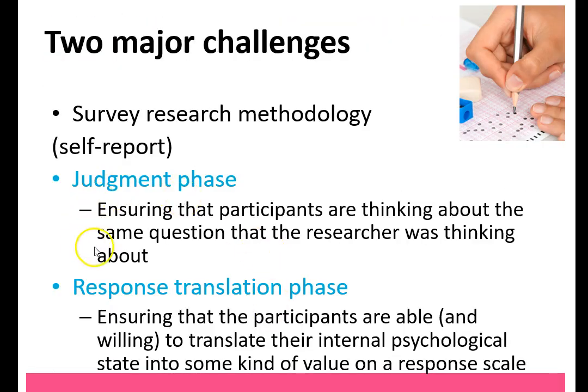So when we talk about the judgment phase, we're talking about writing questions clearly so that what you write as a question and what you're meaning as your question is exactly the same way that the participant is understanding the question. This means very clear questions using operational definitions so that your thought about what you're asking and the way that the reader is reading the question is exactly the same.